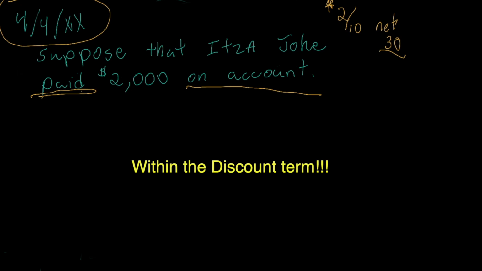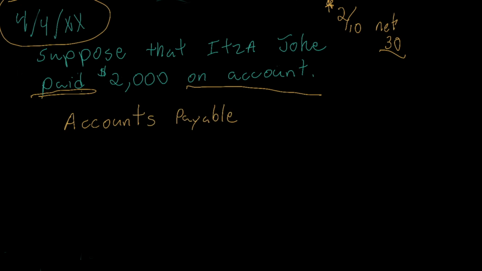So how are we going to record this payment on the account? Well, obviously, we know when we pay on the account, the liability accounts payable goes down. So we're going to debit accounts payable. And of course, we're going to also credit cash. Anytime you see the word paid, you know to credit cash, right? But we're in the discount terms. So what does that mean?